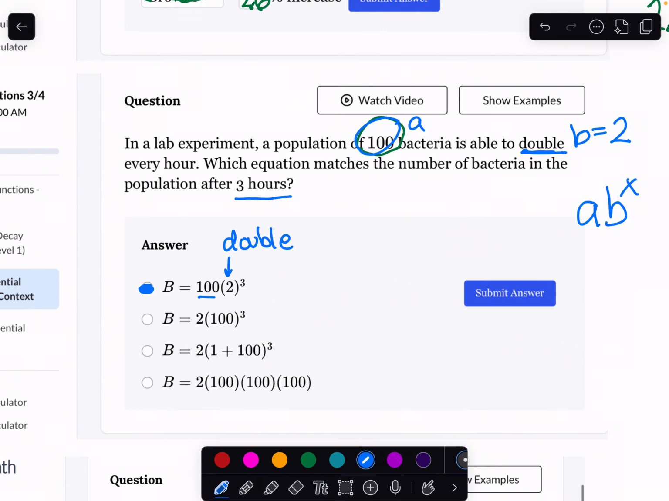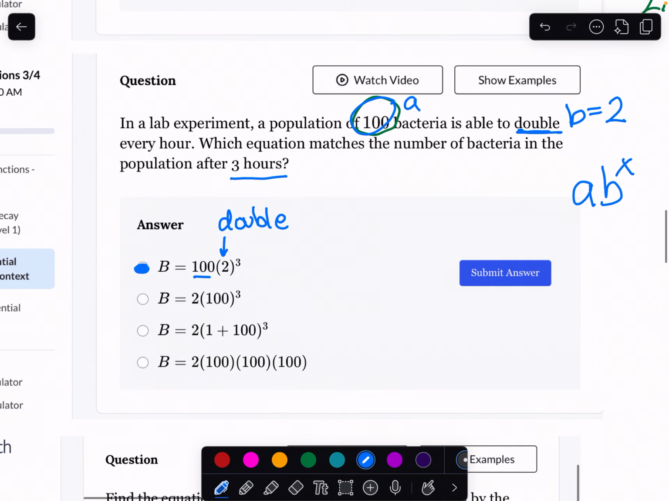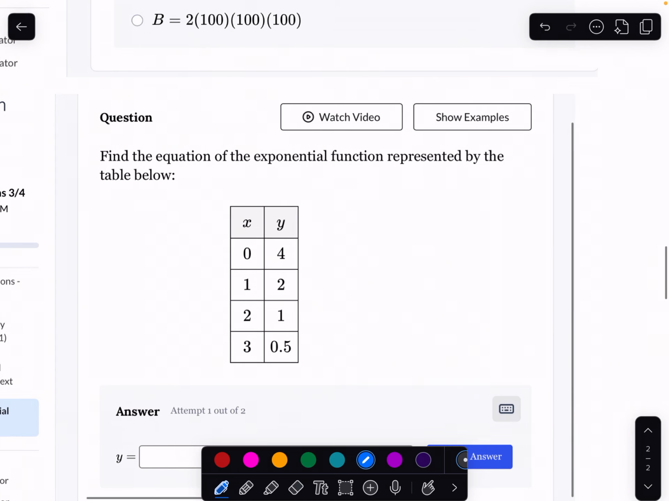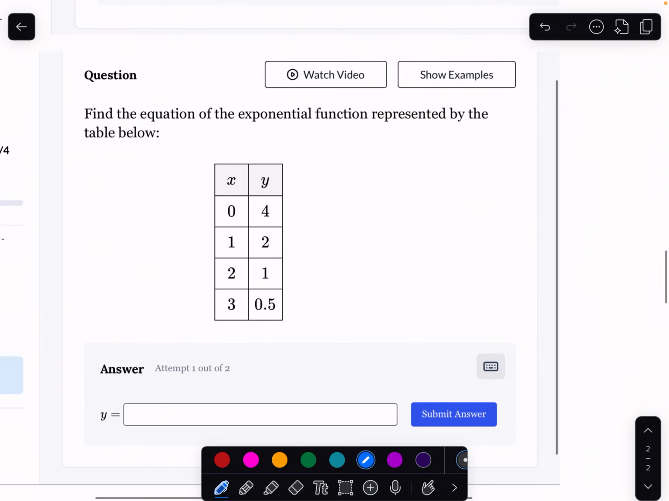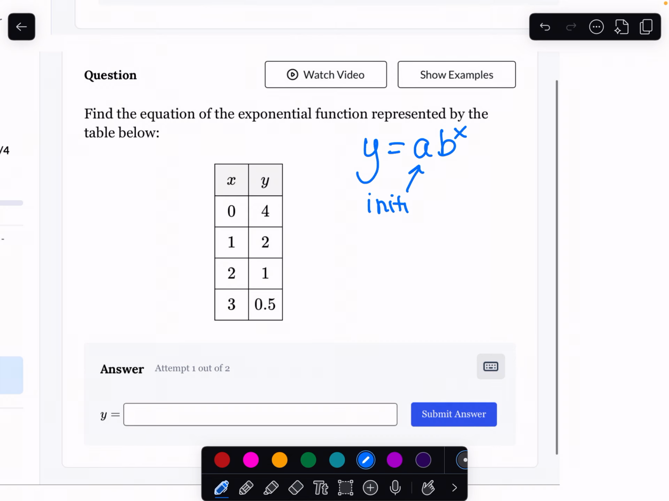Okay, the next part is we are going to find the equation of the exponential function represented by the table below. So let me just remind you, the function looks like y equals, or f of x equals, a times b to the x. So where a is the initial value, or it's also known as the y-intercept, and this is the, what do we call it? The multiplier.